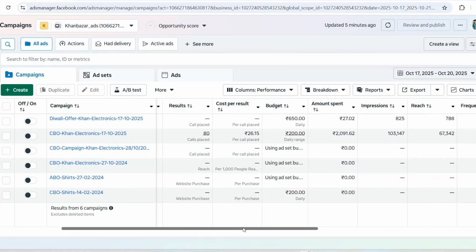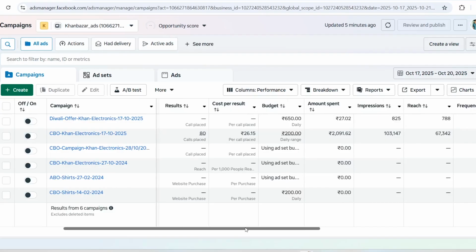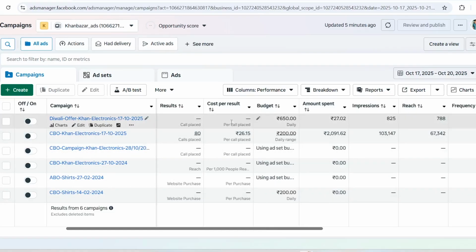Here you can look at the results of the campaign. We got 80 calls and the amount we spent, if you add it up, is around 2120 rupees, and we managed to get around 80 calls. So it's kind of good. Cost per result is around 26 rupees.